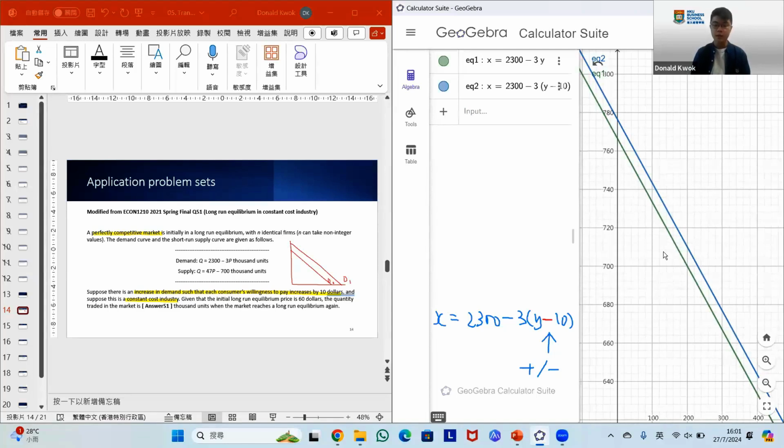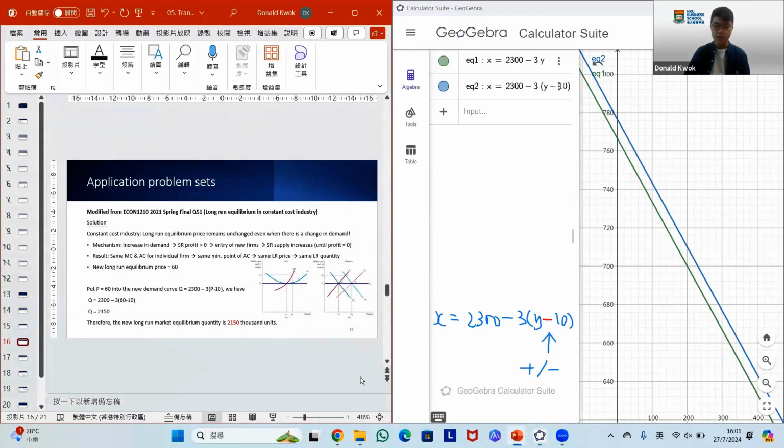Be aware, we are considering a constant cost industry. So what is so special about a constant cost industry? We know that in a constant cost industry, even when there's a change in demand or a change in the number of firms in the market, the marginal cost and average cost of production will still remain unchanged. What's the implication? The long-run equilibrium condition, or the minimum point of the average cost curve, would just stay the same. And this explains why the long-run equilibrium price would remain at the same level, $60, as well as the long-run quantity produced by an individual firm.